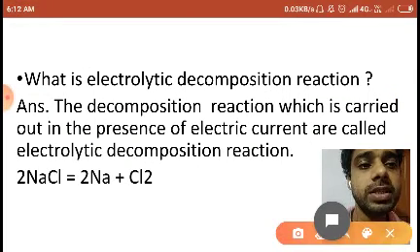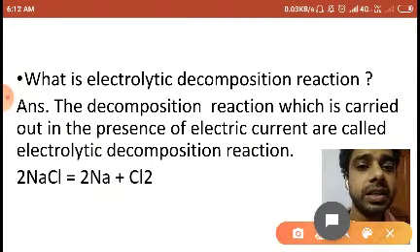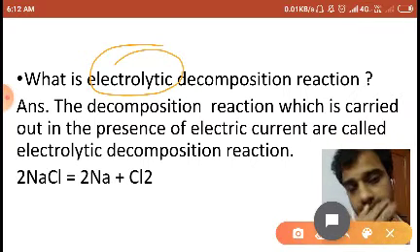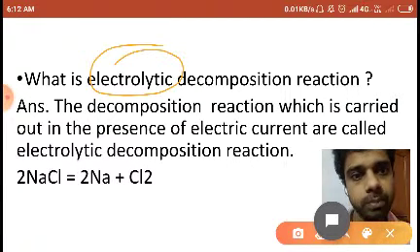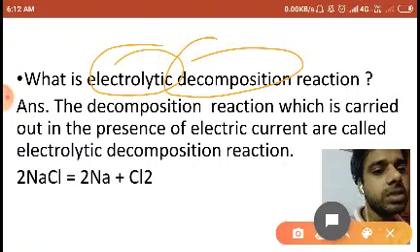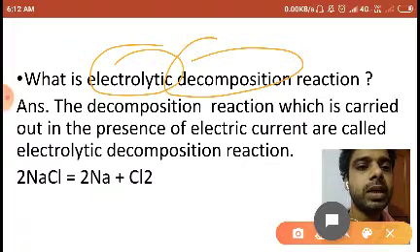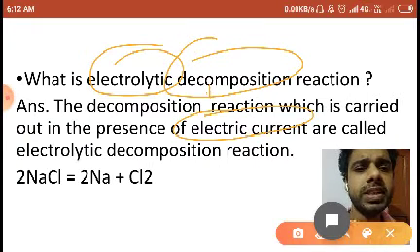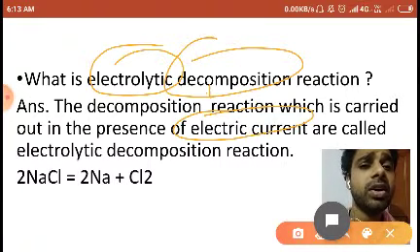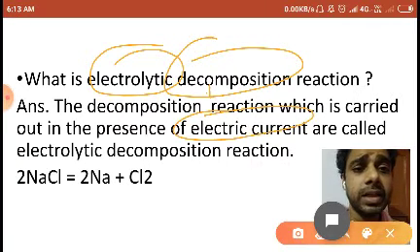The next question is, what is electrolytic decomposition? Electrolytic means related to electricity. Decomposition means breaking. So what is an electrolytic decomposition reaction? It is a decomposition reaction which is carried out in the presence of electric current. Here I have taken 2NaCl.